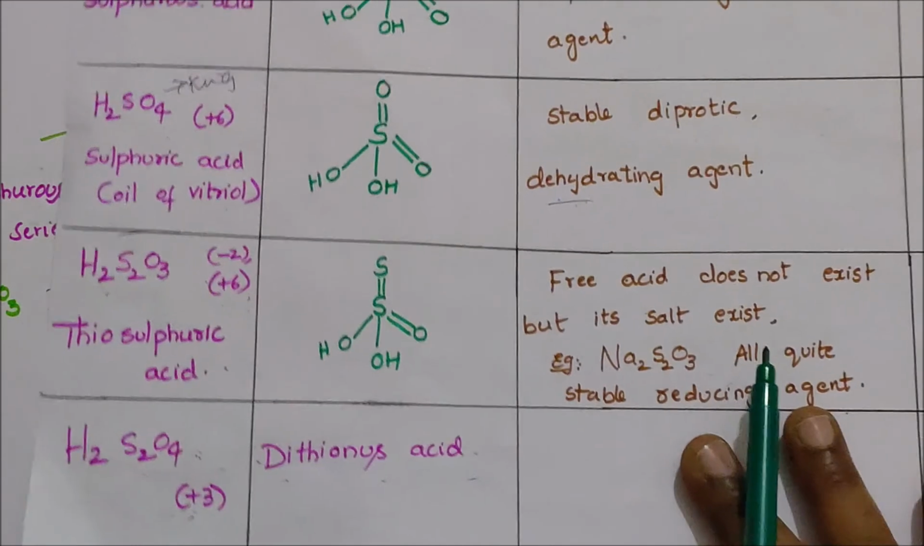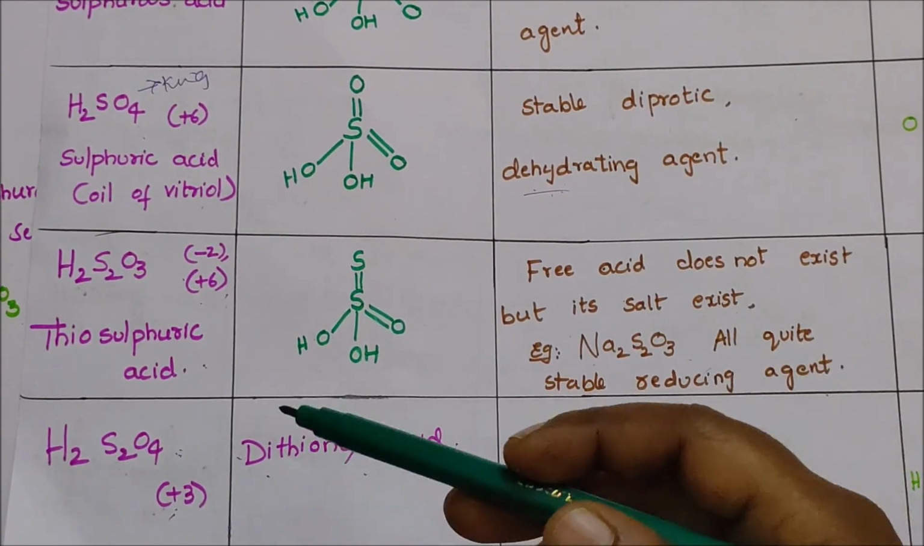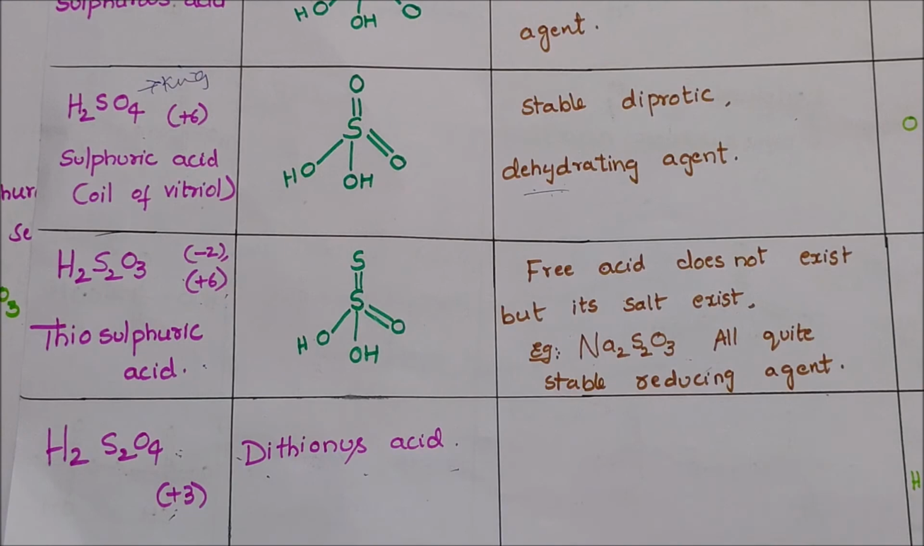And the next one is H2S2O4. We call it dithionous acid.